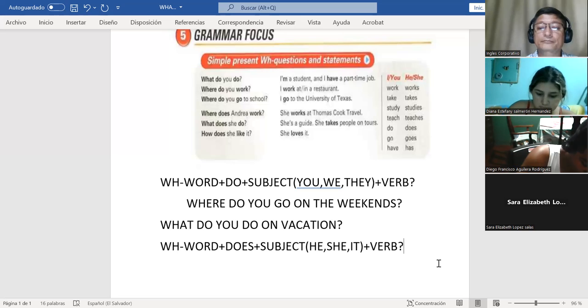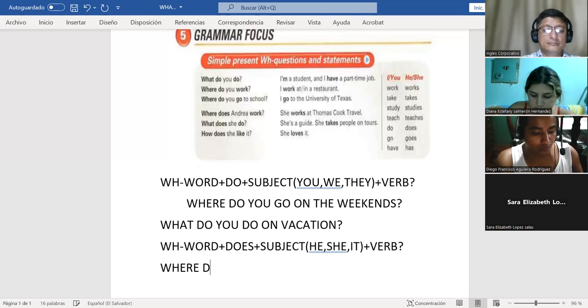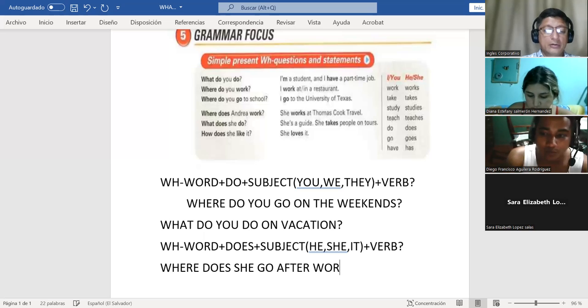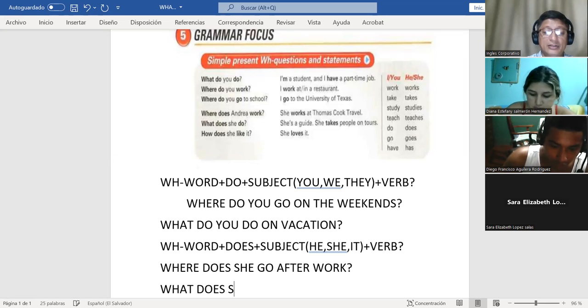Okay. Example. Where does she go after work? Look, WH word, does, subject, and the verb. And this is the complement. Another example: what does she do in the morning?